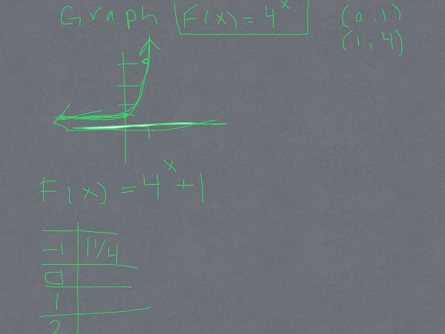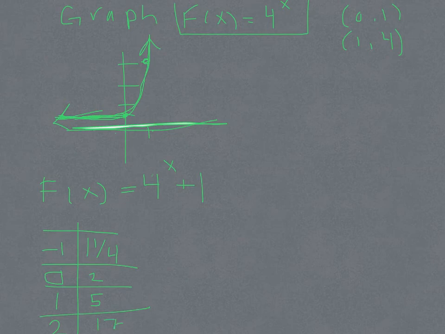Now I'm going to plug 0 in. 4 to the 0 power is 1. 1 plus 1 is 2. If I plug 1 in, 4 to the first is 4, plus 1 is 5. If we were to plug 2 in, 4 squared is 16. 16 plus 1 is 17.